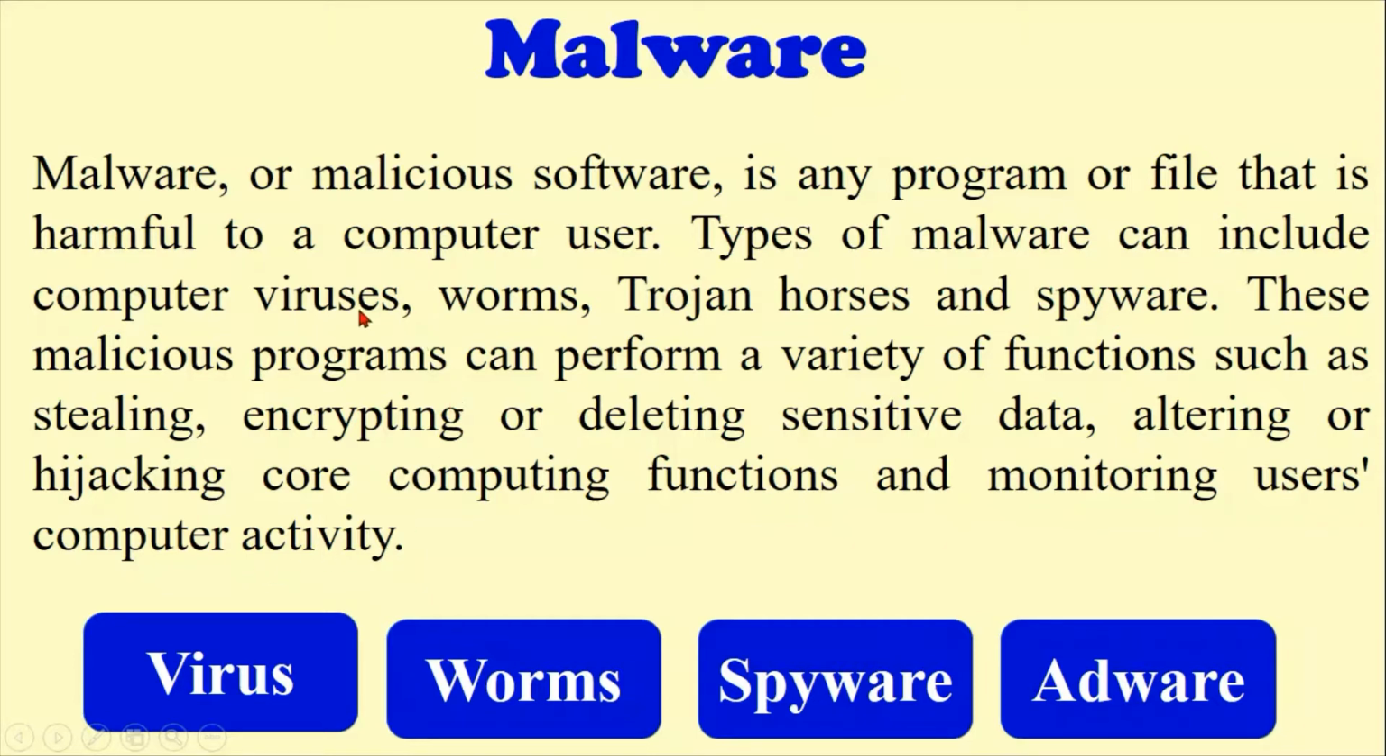As we have discussed, malware is a kind of program that could come into your computer system through an email, an audio file, or a video file, and it has different types such as worms, Trojan horses, and spyware. One by one we will discuss these different kinds of malwares. Normally they are used to disturb your computer, steal data, delete sensitive data, or alter or hijack core computing functions.